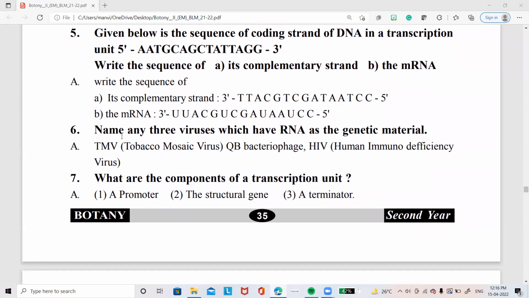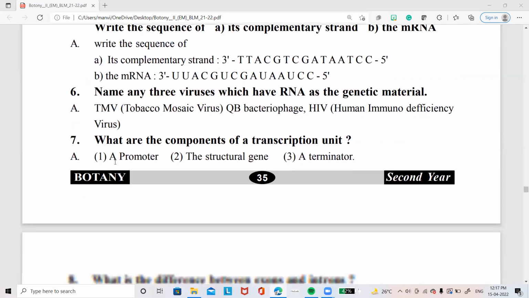Question number 6. Name any 3 viruses which have RNA as the genetic material. Tobacco mosaic virus, TMV, QB bacteriophage, HIV, human immunodeficiency virus.